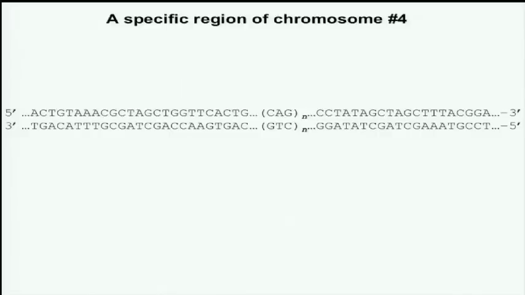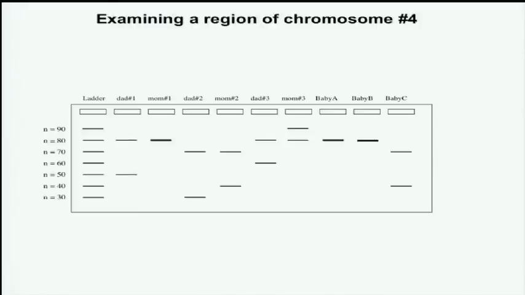So now if you look at your worksheet, you'll see a picture like this. This is a region of chromosome 4, and in this region, the sequence CAG is repeated a certain number of times in the middle of the sequence. So now I'm going to show you another gel, also shown on your worksheet, that shows the results of analyzing these same people at a different region, a region of chromosome 4.